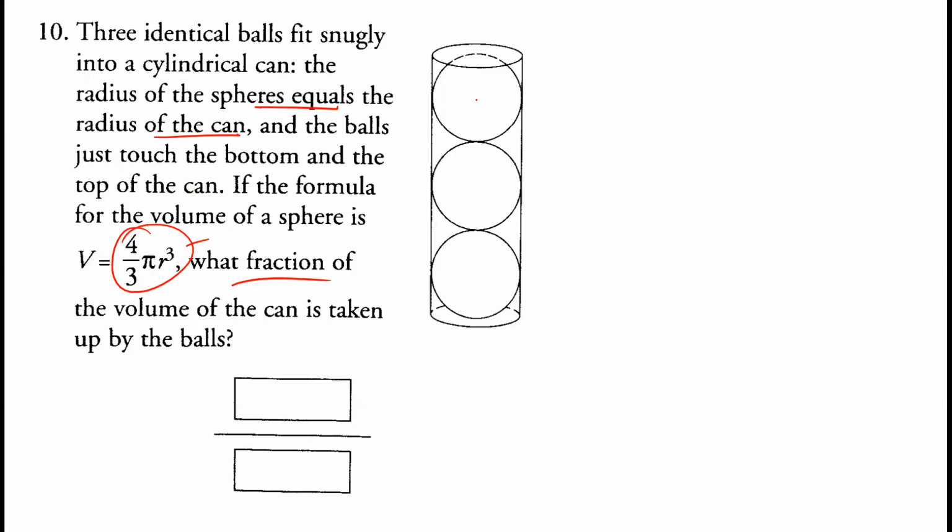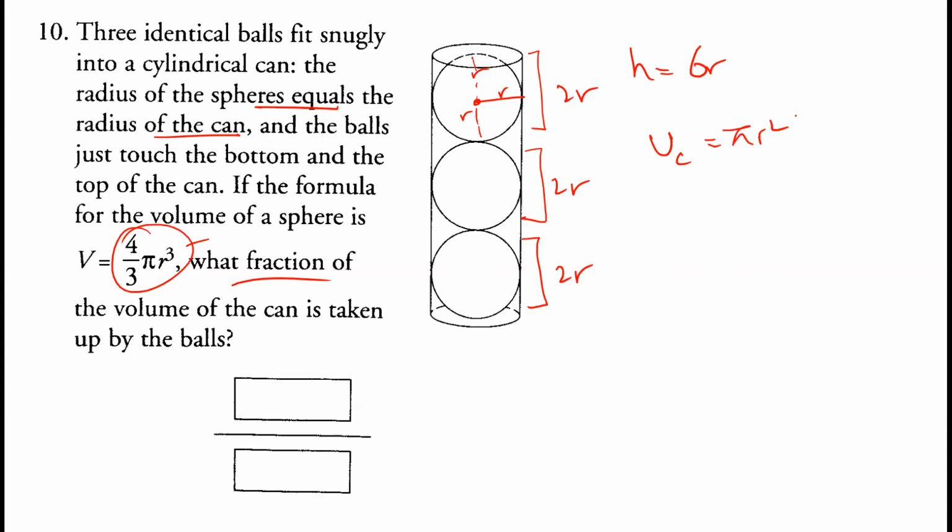So these are the balls. Each ball has a radius of r, let's suppose. So this is your r, this is your r. So the total distance or the diameter would be 2r. This would be 2r as well. And this would be 2r as well. So we know that the height of this cylinder would be 6r. So the volume of the cylinder would be pi r square h, or we can write pi r square and h equals 6r. So 6 pi r cube.